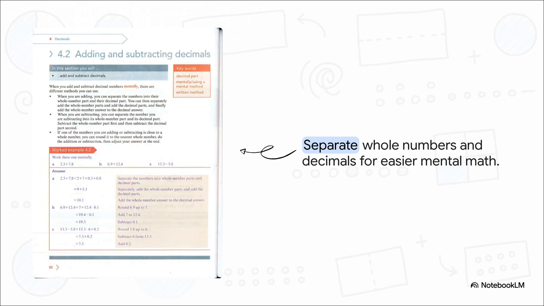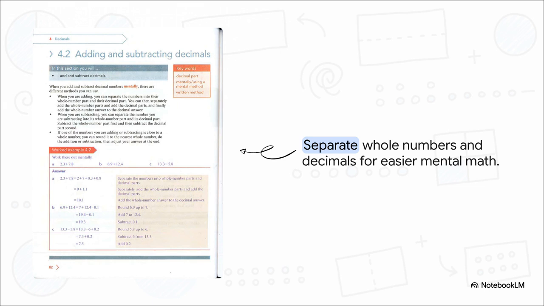So for 2.3 plus 7.8, just add the whole numbers first. 2 plus 7 is 9. Then look at the decimals. 0.3 plus 0.8 is 1.1. Put them together. 9 plus 1.1 gives you 10.1. Boom, done. Alternatively, you can just round it.